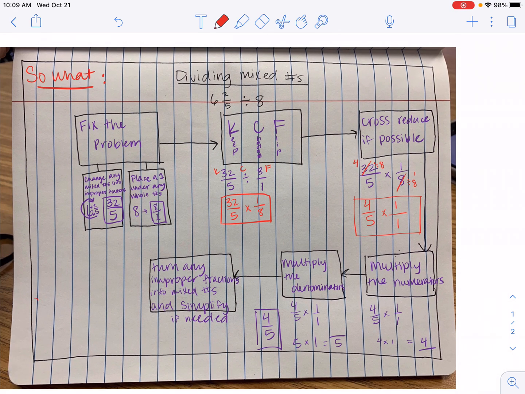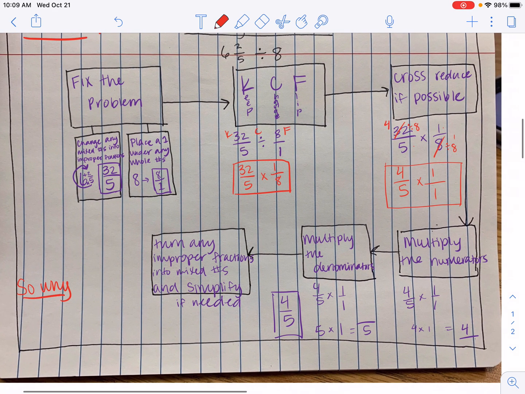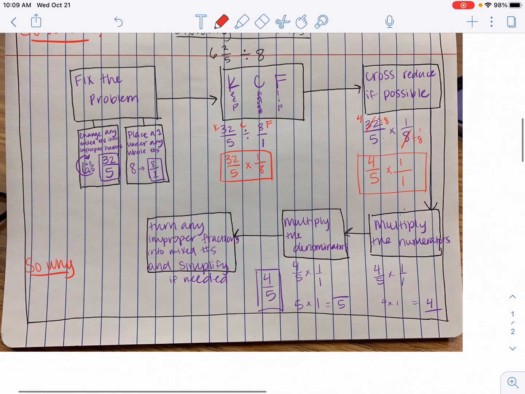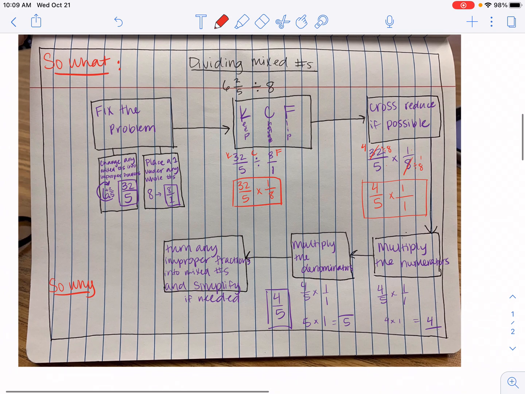For your so why, again, please do not start the sentence with the word so. Just tell me in your own words, why is this important to know? What could we use this for? Can you think of any situation where I might have to divide a mixed number or a fraction in general? Okay? So make sure that you have all of this down, and then you are good to go.